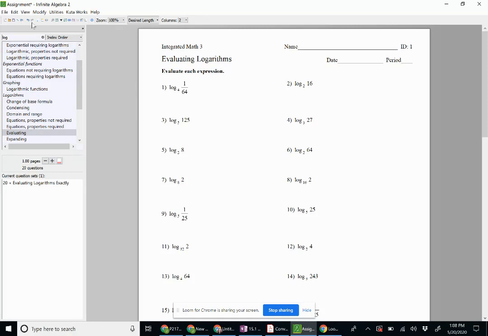Hey everybody, here we go again. This is worksheet number 2. This time you have to actually evaluate the expressions. And again, I'm going to do the odd numbers for you.